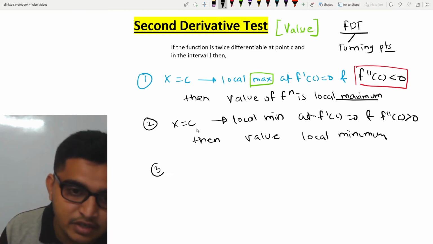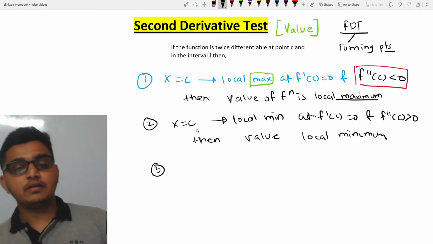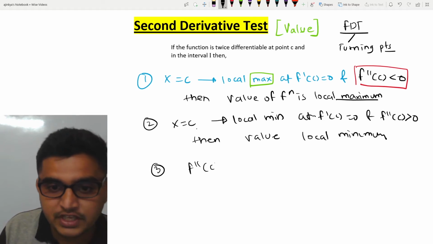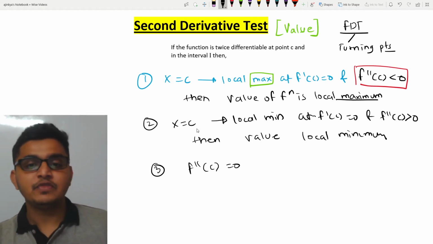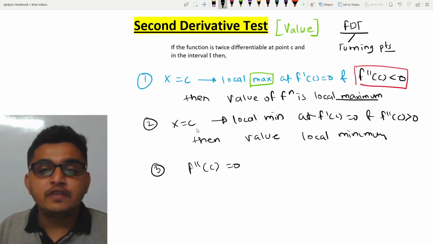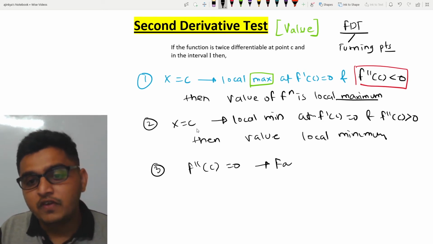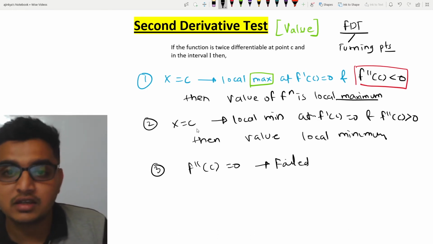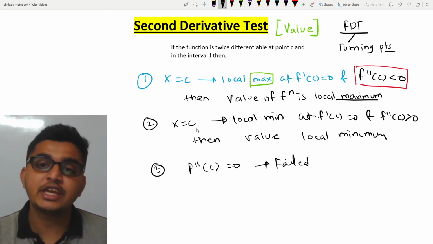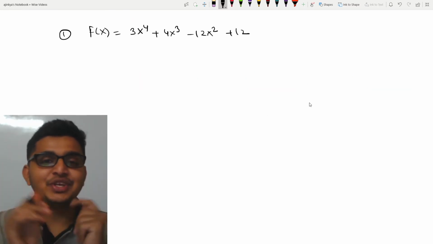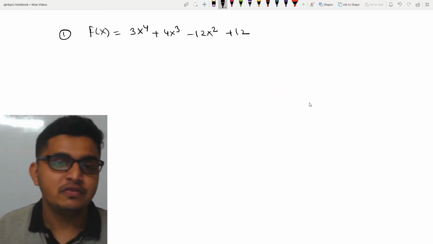Okay, and the third one states, what if f double dash of c is equal to 0? In this case, the second derivative test is going to fail, and then we again have to translate our whole system and check it by the first derivative. So the first question over here we have, which is in front of you.